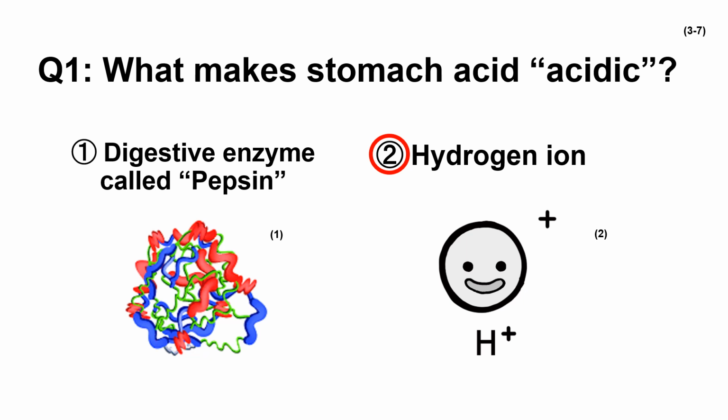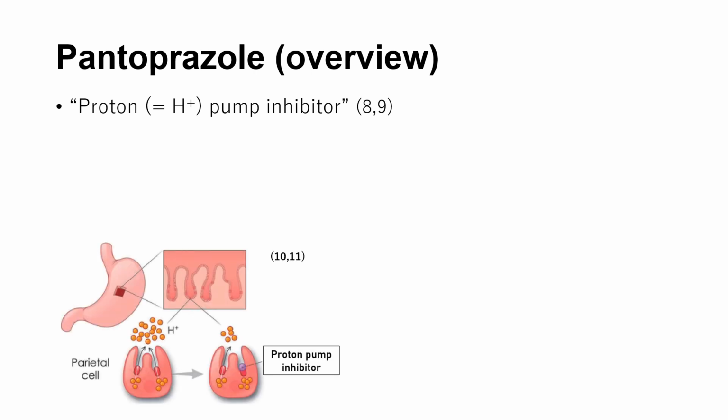So, if this is occurring, we need to reduce the hydrogen ions. So, that's what pantoprazole does. It is a proton pump inhibitor. We have many proton pumps on the inner surface of our stomach, like these. These are the gastric parietal cells, and these groups are called canaliculi. So, pantoprazole inhibits the proton pumps in the canaliculi and reduces stomach acid secretions.